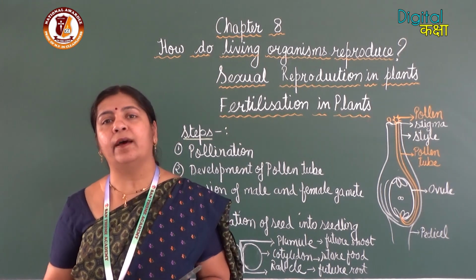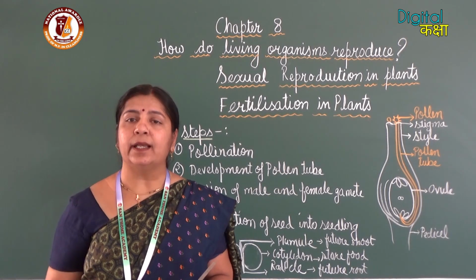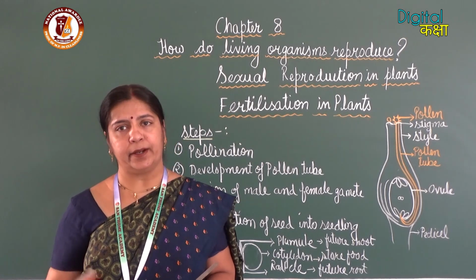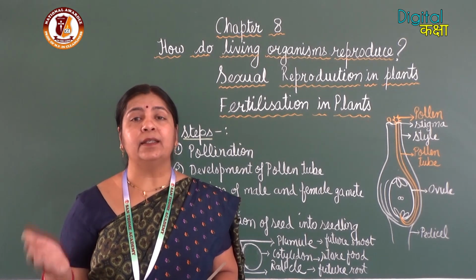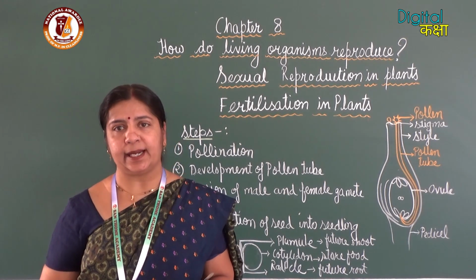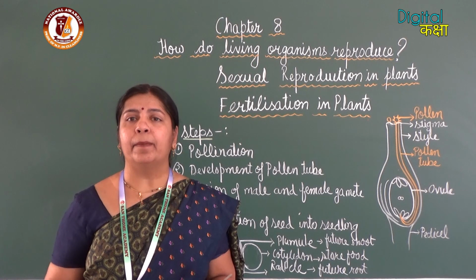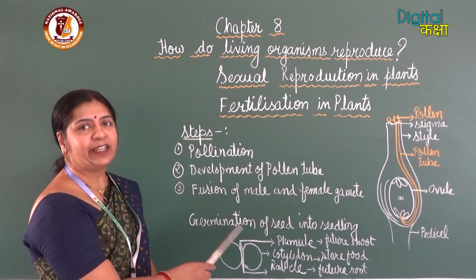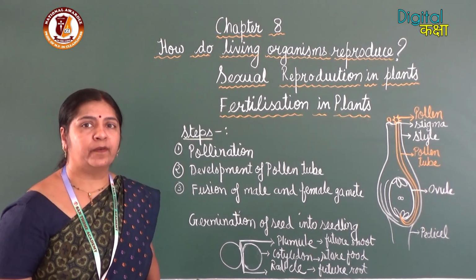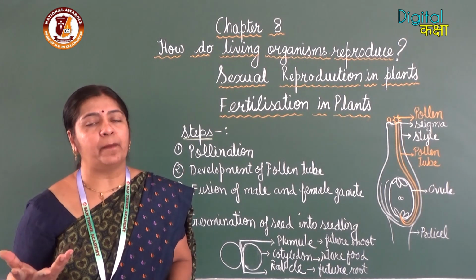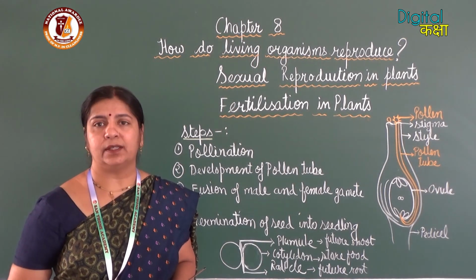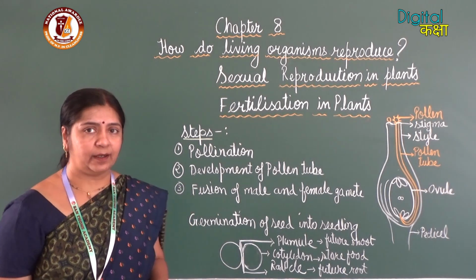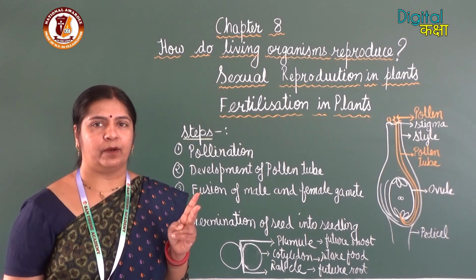When the conditions are favorable, that is enough moisture is available, warmth is available and air is also there, then the seed will develop into seedling. This process by which seed develops into seedling is called germination. Germination of seed. The seed will develop into a tiny plant called seedling. The conditions necessary for germination are air, water and warmth.